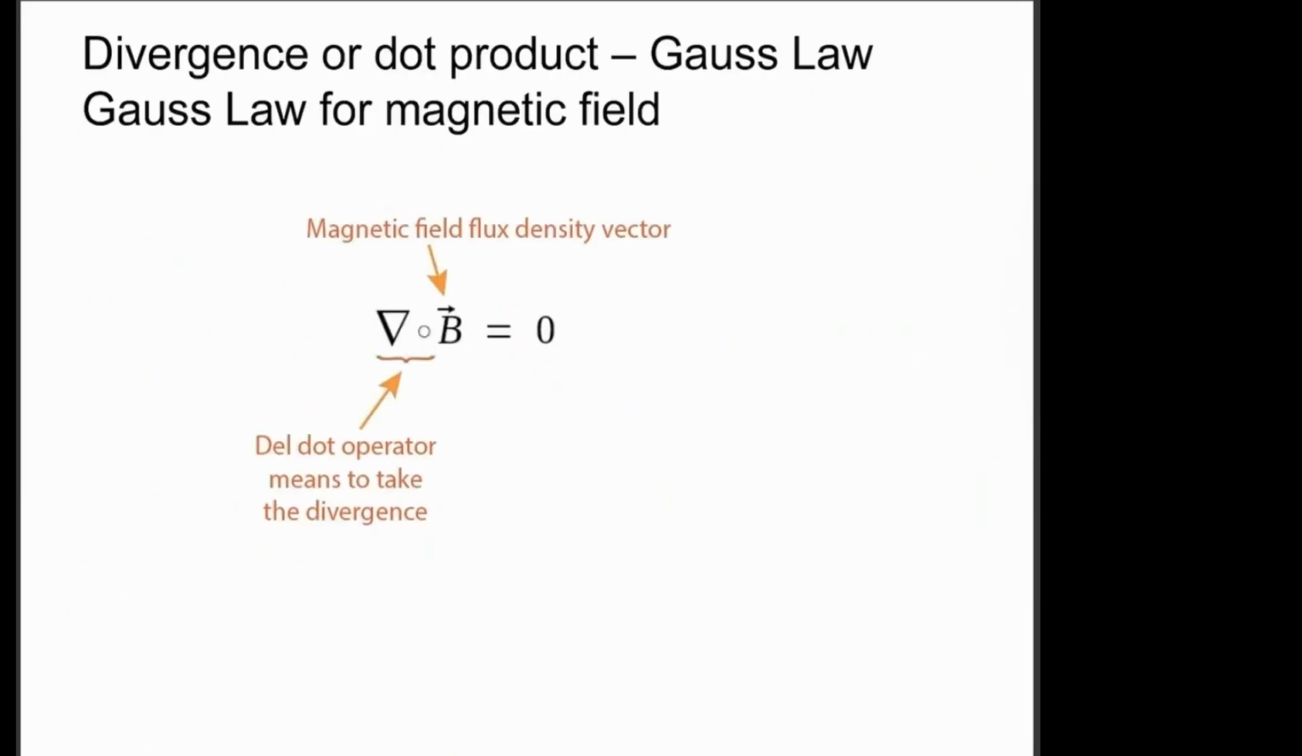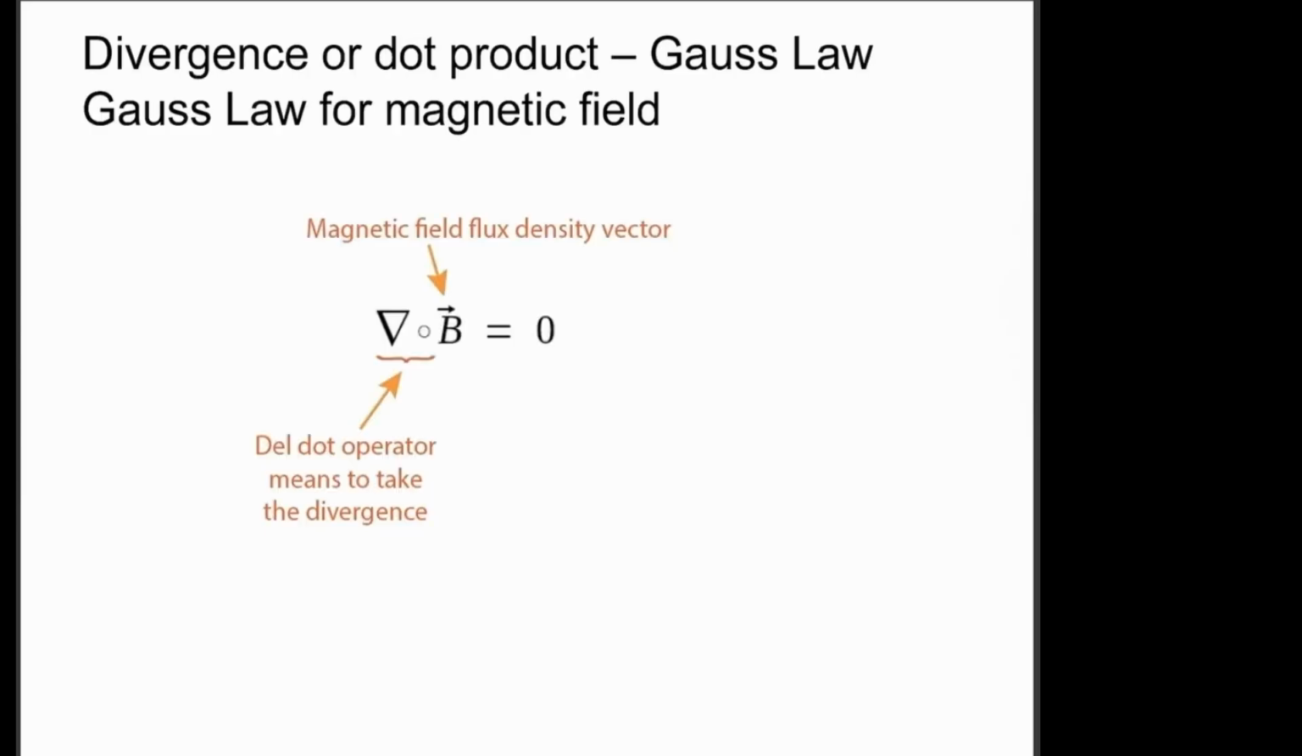Gauss's law for the magnetic field. The first one is for the electric field. The second one is for the magnetic field. B is the magnetic field, E is the electric field. For the magnetic field, this is a dot product of the magnetic field, which is a vector, and it is equal to 0, always 0.